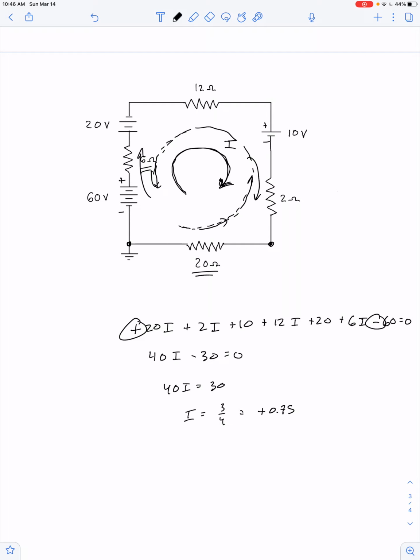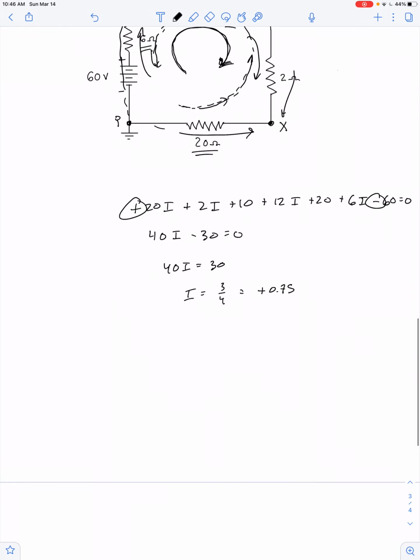Back to the original question, what's the electric potential at point X? So we could go the long way to get from point P to X. We can go across all these devices, or we can go the short way, which just goes across one device. Okay, so let's see. Let's go the short way. We know the current goes in this direction and is equal to 0.75 amps.